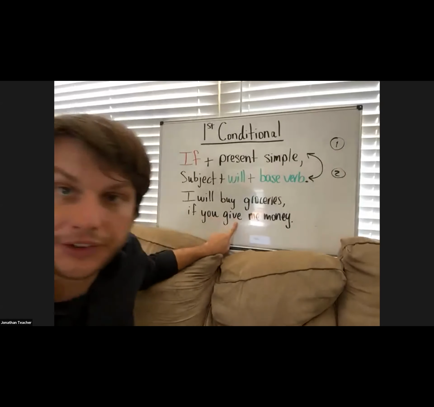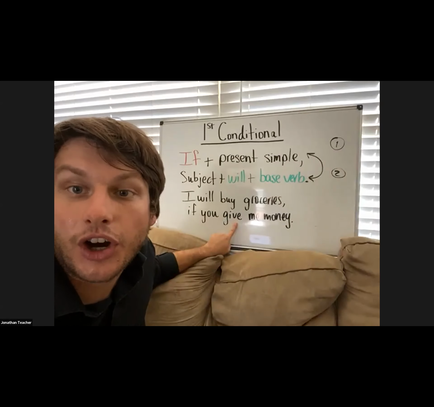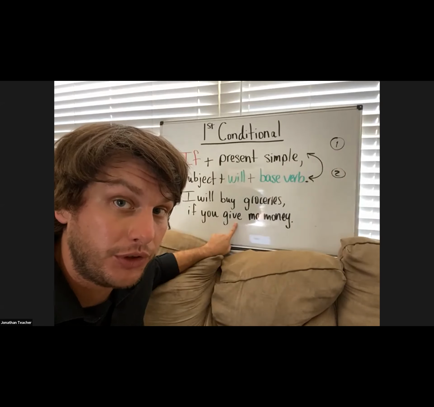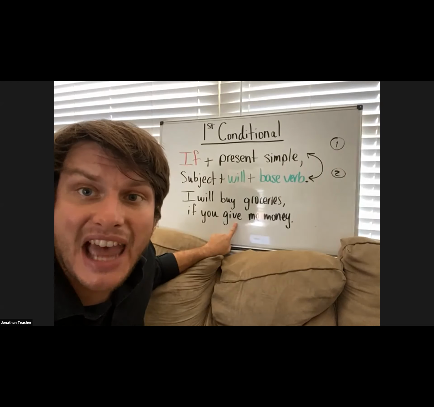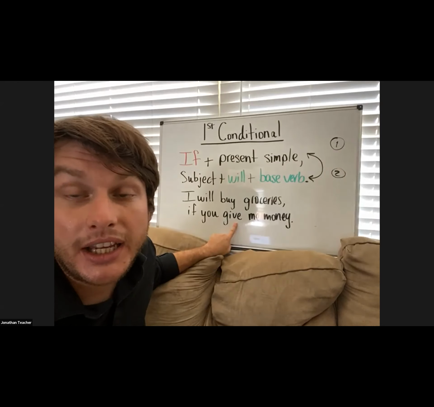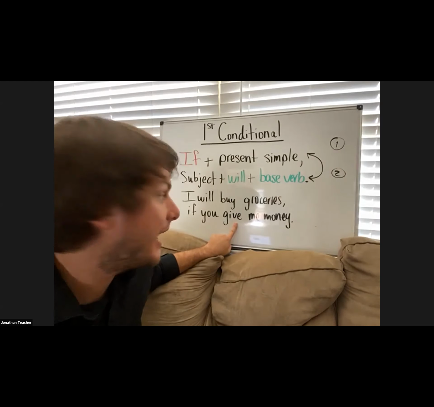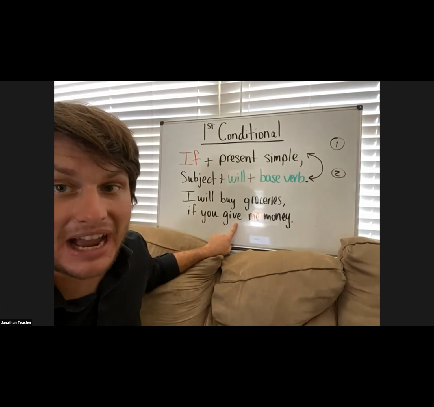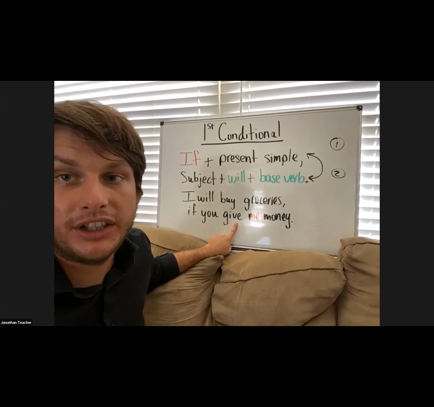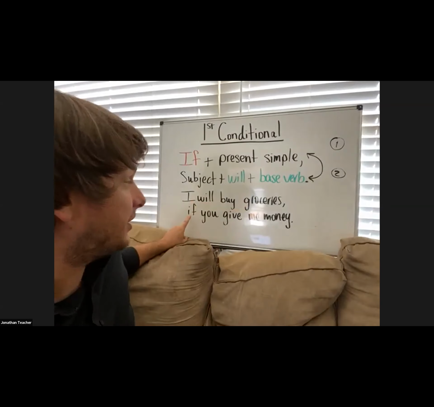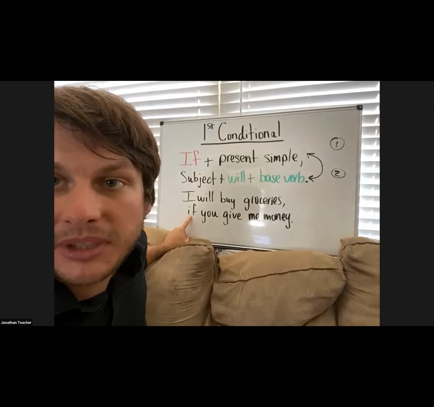If plus present simple. Don't forget, these are realistic or probable situations in the future. This is something that can happen. It is possible I go to the grocery store. It is possible I buy food. I buy groceries. So this is a conditional sentence. But there's only one way I can buy groceries. I will buy groceries if you give me money.